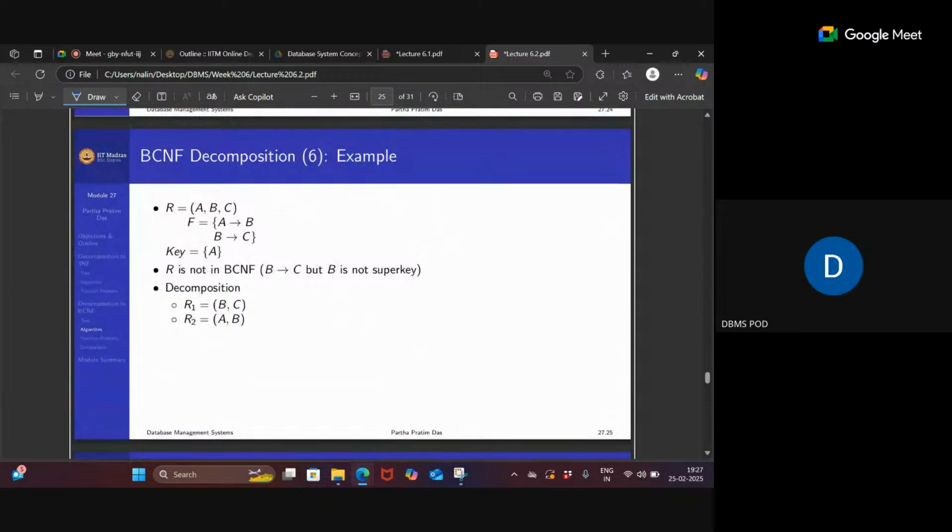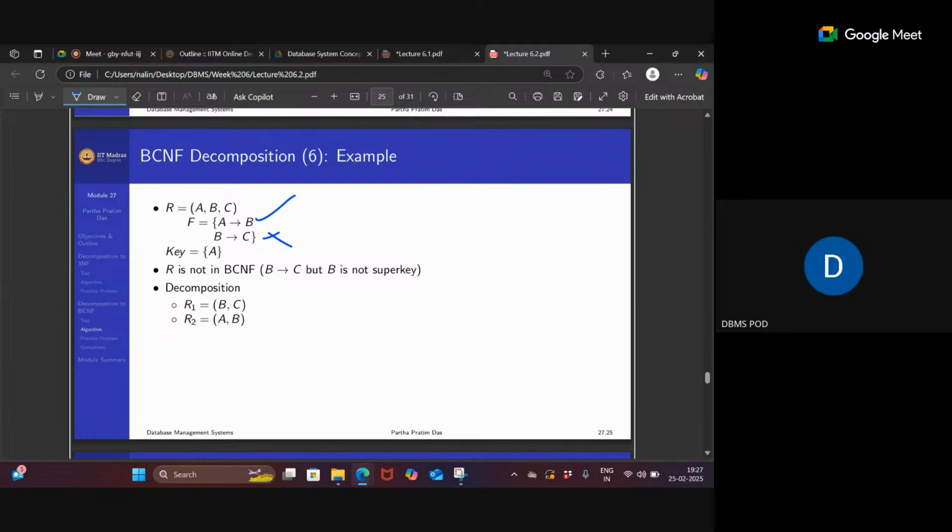Okay, let us see the example here. We have a relation A, B, C with this FD set: A determines B and B determines C. What is our key? A. You can clearly see A is the key. A determines B is a valid FD, and B determines C is not valid because B is not a super key.